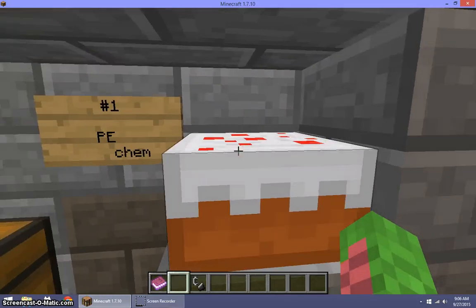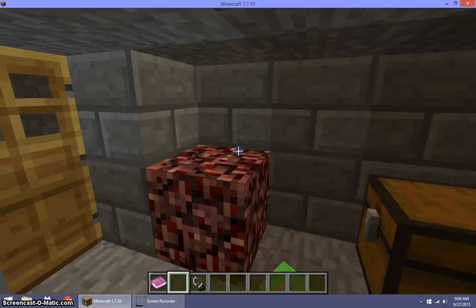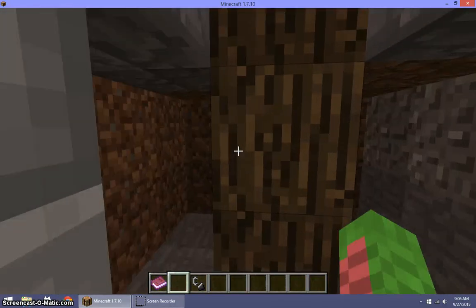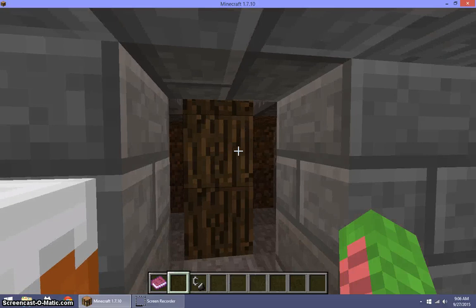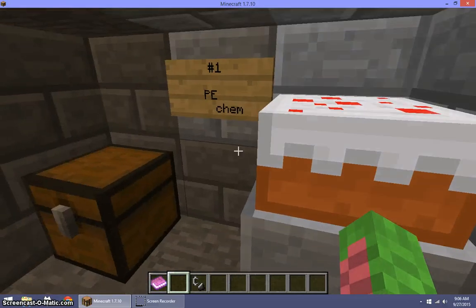Food as well. If you are hungry and want some cake, you can just get that here. Let me put that out so I don't burn anything else. And wood as well. So that wood burned so well because it had a bunch of chemical energy in it.